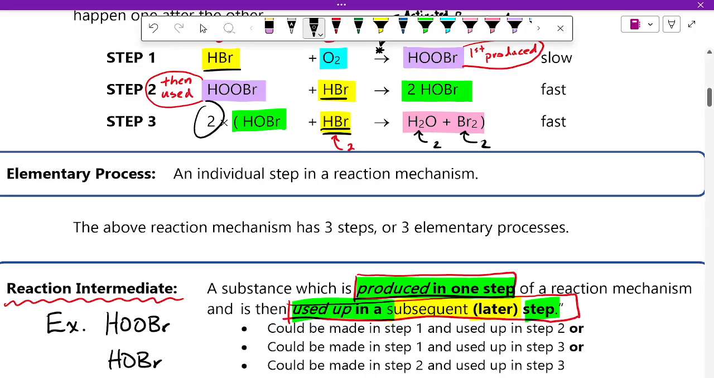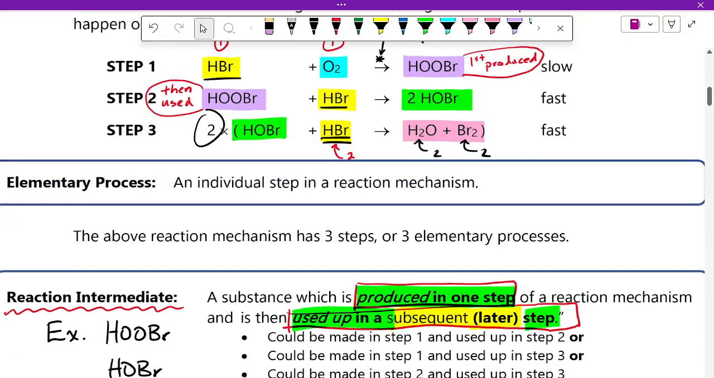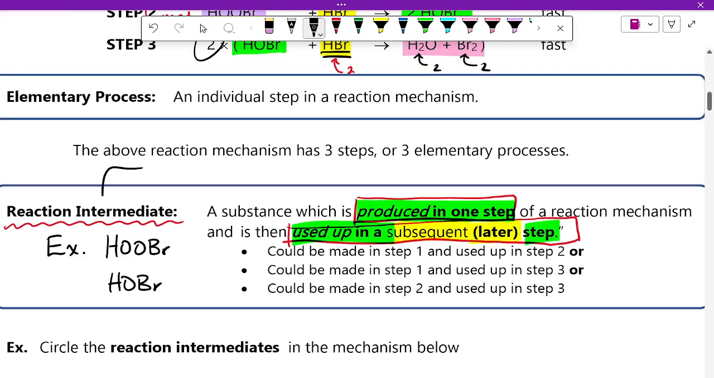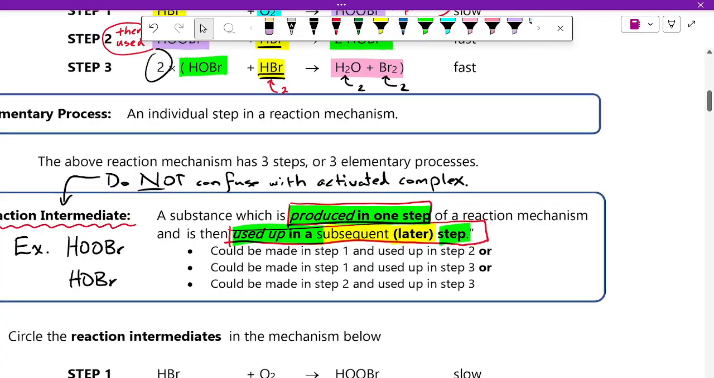Do not get those mixed up with the activated complexes. Can you see an activated complex in the mechanism? No. I'm just going to call it an AC.